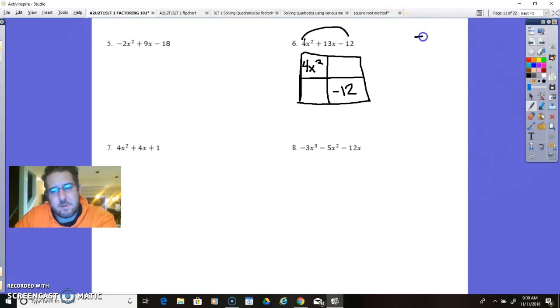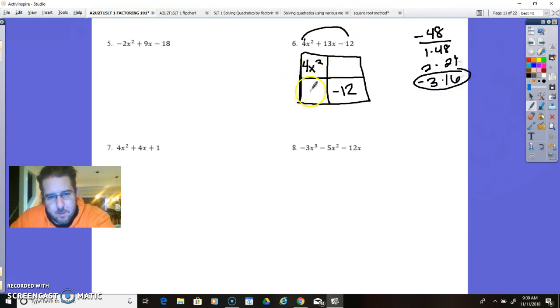4 times negative 12 is negative 48. I need to figure out the split of negative 48 that also adds up to positive 13. Looking for two numbers 13 apart from each other. It's not 1 and 48. It's not 2 and 24. It could be 3 and 16. Yes, it is. So it must be negative 3 and positive 16. So I'm going to put negative 3x here, and positive 16x over here.